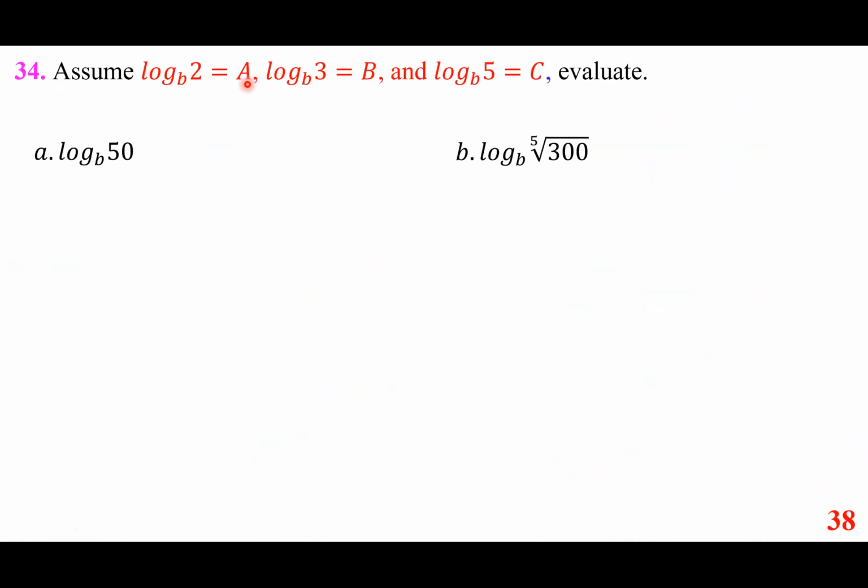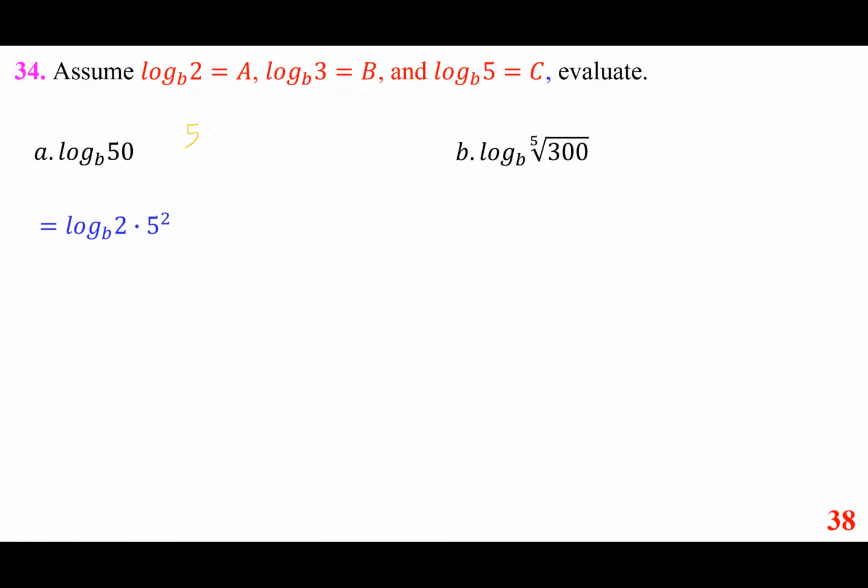Assuming log 2 is A, log 3 is B, log 5 is C, all of them have some base. We don't know what the base is, we call them base b. Then we want to find log of 50, and log of the fifth root of 300, same base b. To solve a problem like that, you want to cut the number and factor it into pieces involving 2, 3, and 5. So I hope you know that 50 is 2 times 25, or 2 times 5 squared, or you can factor it.